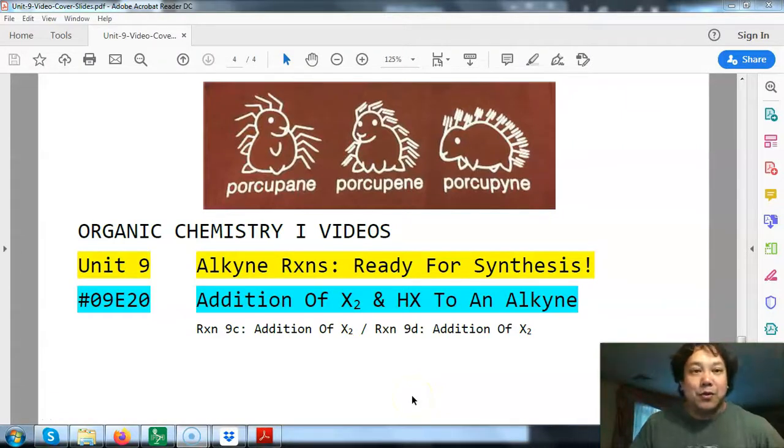Okay, we are going to continue to add to our list of alkyne reactions, and we are up to reaction 9C. If you were very good at your alkene reactions in Unit 5, addition of alkenes, like adding halogens or HBr, or doing a halohydrin reaction, then this is going to be super easy, because it's analogous. We're using the pi bond to add stuff to each carbon.